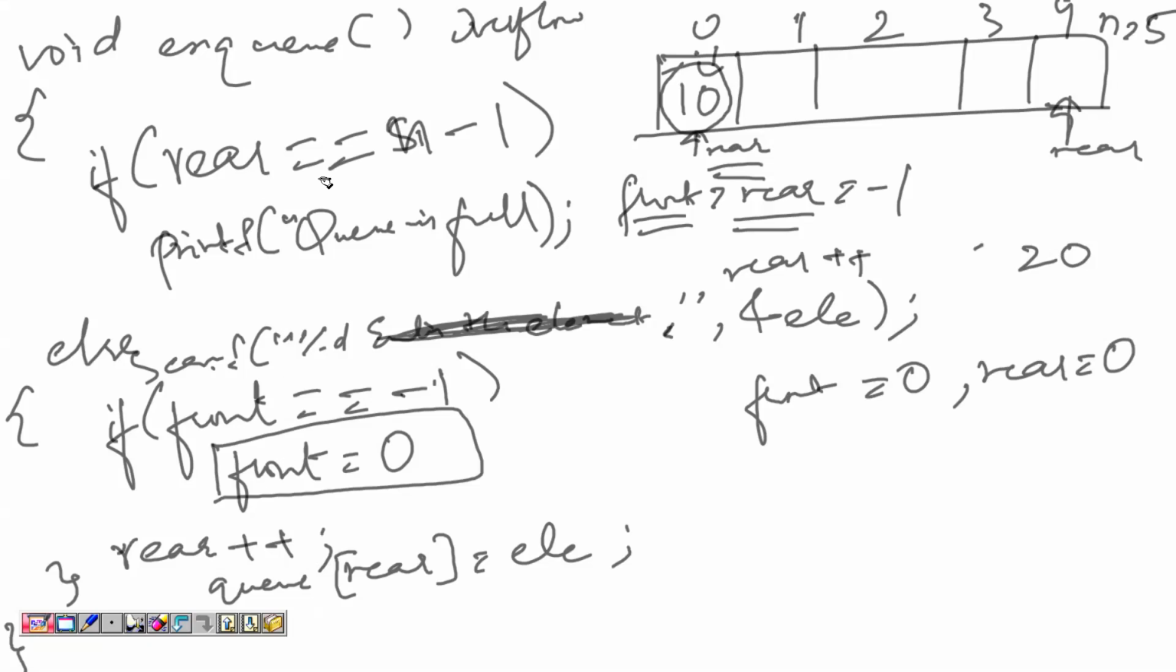It will come to the else part. Rear is not equal to the last position, the size. So here you're checking if the front is equal to minus 1. It's not equal to minus 1, so it will come to rear plus plus. So rear will be pointing to the next index. That is, rear will become 1.